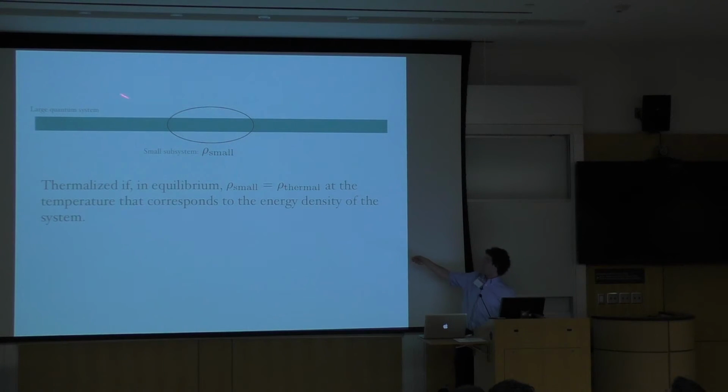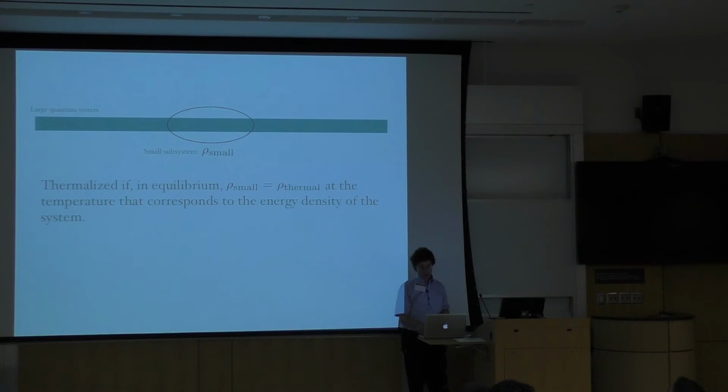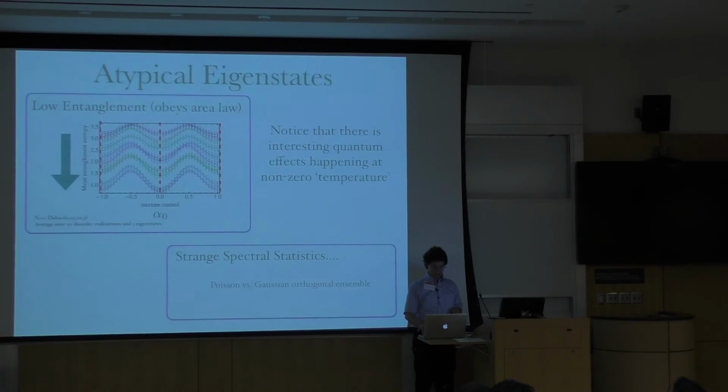You can probably guess what that means. It means if I look at a small chunk of a pure quantum system, a small chunk of my big system, and I measure something like the reduced density matrix, a thermalized system is thermal. It's rho thermal at some energy density. A non-thermalized system is not thermal. For the experts in the room, the fact that this doesn't obey a volume law, that the eigenstates obey an area law, means that you can't possibly thermalize. OK, we can talk about what thermalizes, but it's not important at the moment.